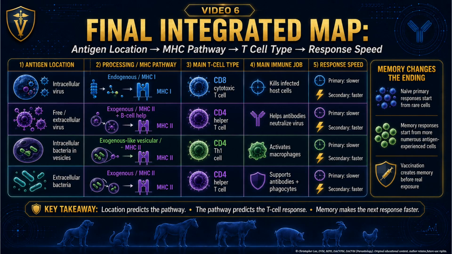Then ask whether this is the first exposure or a memory response. A primary response starts with rare naive cells, so it is slower. A secondary response starts with memory cells, so it is faster. That means immune reasoning often comes down to two big questions. Where is the antigen, and has the immune system seen it before? Location predicts the pathway, the pathway predicts the T cell response, and memory changes the speed.